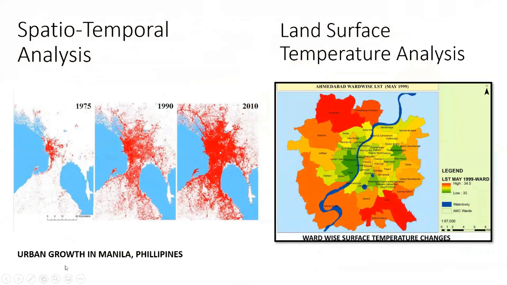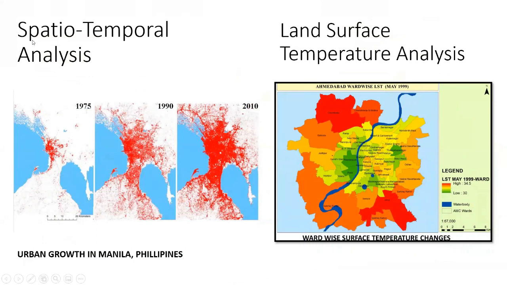Spatio-temporal analysis for urban growth in Manila, Philippines. This is a map of Manila. Here we can see the red color is the built-up area from 1975 to 1990, how it has increased, and to 2010, how dense it has become, and it is spreading in both directions.